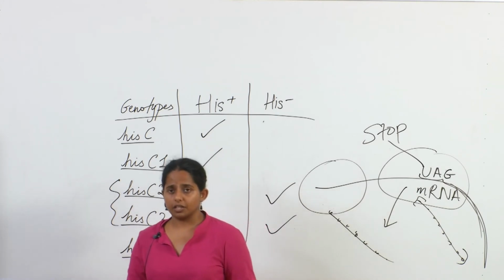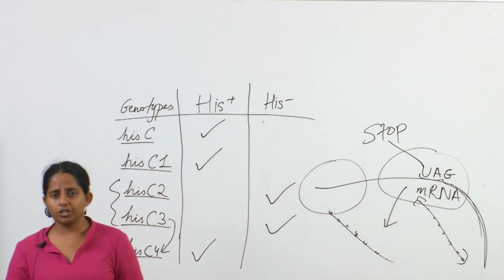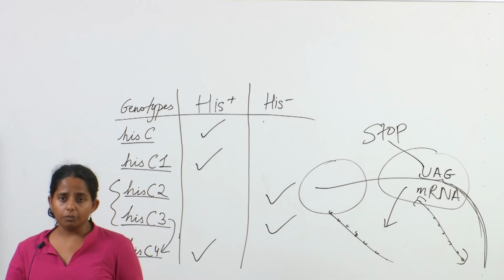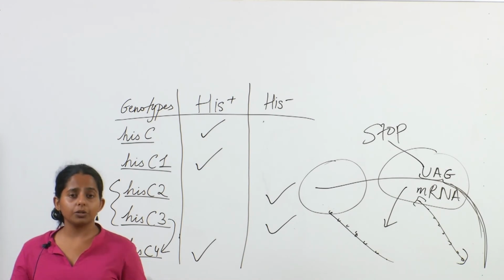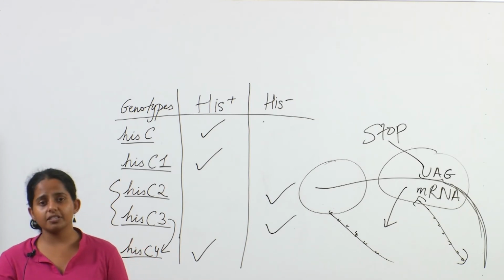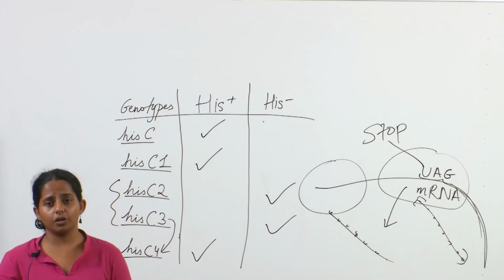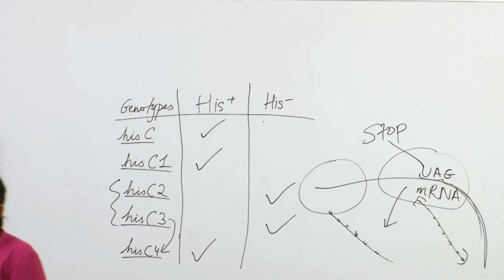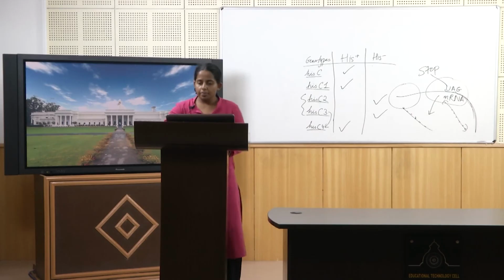cannot do its work. In this case we call such mutation a nonsense mutation, because the ribosome drops prematurely because it has read a stop codon. So whenever a mutation results in ribosome reading a stop codon, it is a nonsense mutation. These are very dangerous. Okay.